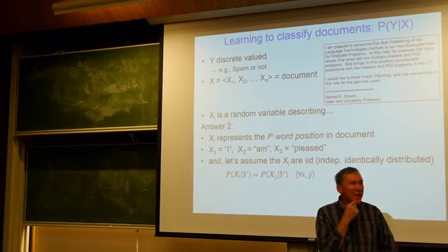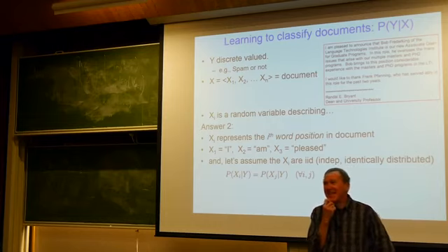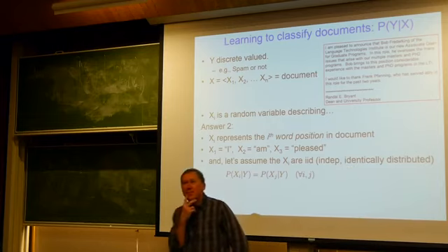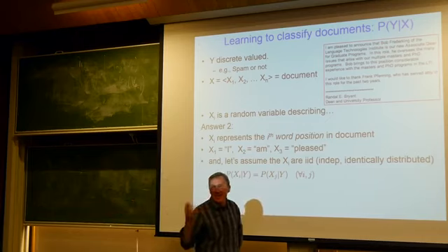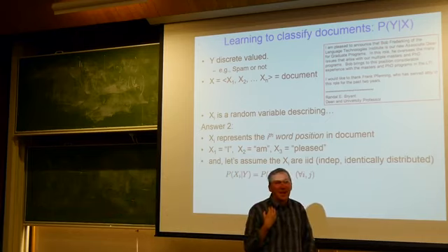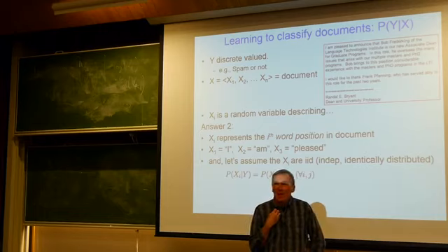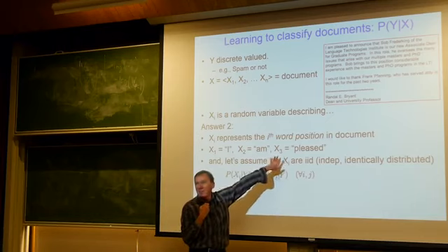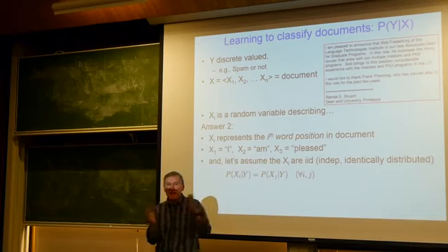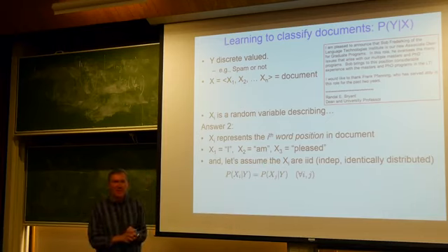And how many x sub i's would we have in that case? I guess it'll depend on how long the document is. I guess we could just say we'll take the longest email in our data set, and that'll be how many x sub i's. And maybe we'll define a symbol null or empty symbol in case the email isn't long enough to have one of those.